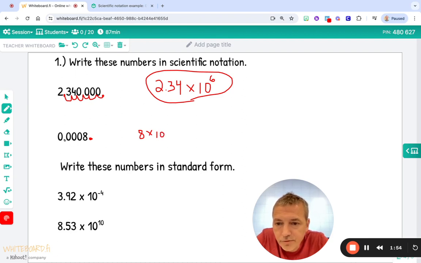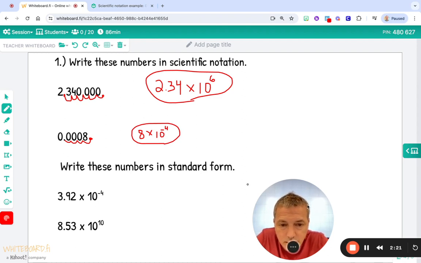Well, how many places did I have to move it to make that 8? 1, 2, 3, 4 places. But since I was starting with a number less than 1 and we're moving to the right, it's going to be a negative 4, right? 1, 2, 3, 4, yep. 8 times 10 to the negative 4th. And if I wanted to check it, if I take my calculator and I type 8 times 10 to the negative 4th, I would get that 0.0008.